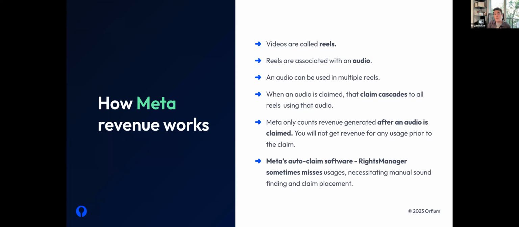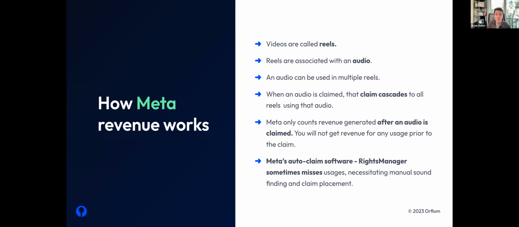So how does revenue flow on Meta? It's, like I said, very similar to TikTok with a few different terms. Videos on Instagram are called Reels, and Reels are associated with an audio. So when an audio is claimed, it will then cascade down to all Reels using that audio. And again, revenue is only generated after an audio is claimed, and nothing prior to that will be counted as revenue.